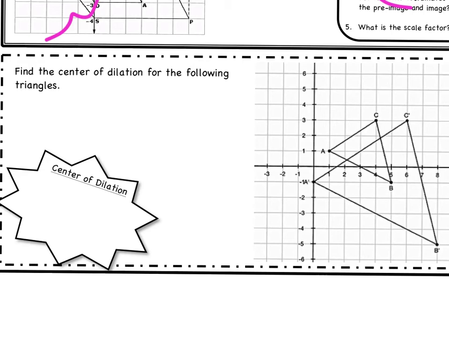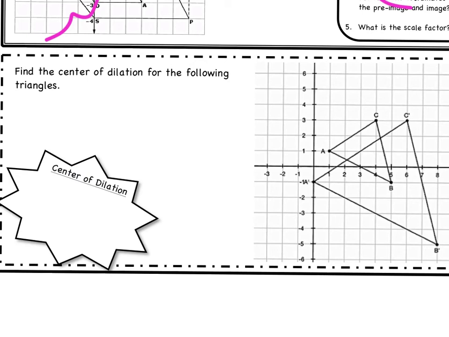Any of you that have taken an art class have dealt with perspective. You've probably drawn a building where you've created a perspective point and drawn your buildings out from that perspective point. Well, a center of dilation is essentially the same thing, but we're talking about geometric figures instead. So what we're actually doing is tracing back to that point of perspective, or that center, from where the figure was enlarged or reduced.